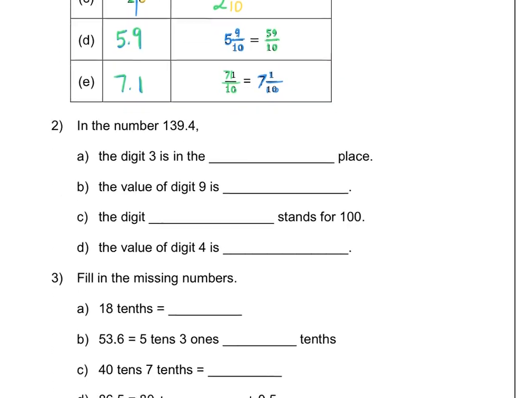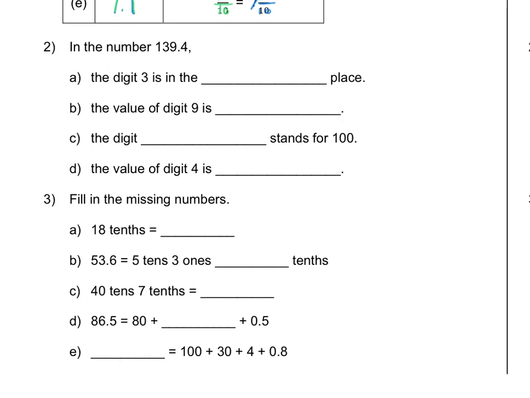Now let's go on and look at question number 2. You are given a number and you're supposed to solve the question. In the number 139.4, let's label the place value chart. Okay, starting from the place value just before the decimal point, 9 is ones, 3 is tens, 1 is hundreds, 4 is in the tenths place.